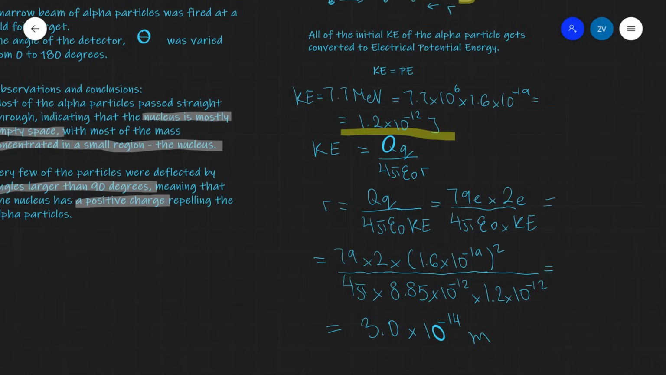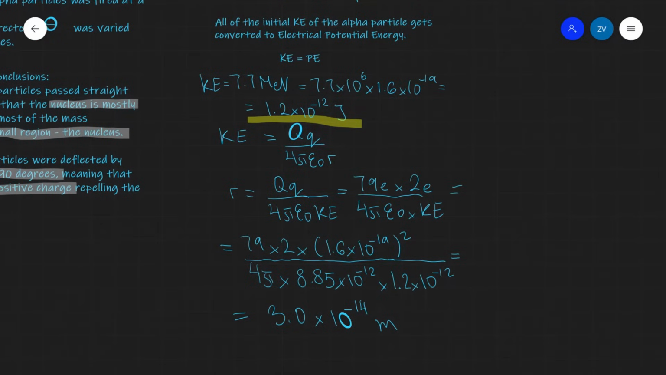So a really good estimate for the size of the nucleus is about 10 to the power minus 14, maybe 10 to the power of minus 15 meters. And this is how we estimate the size of the nucleus.